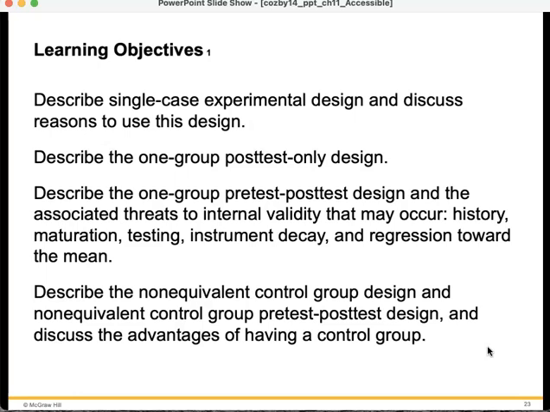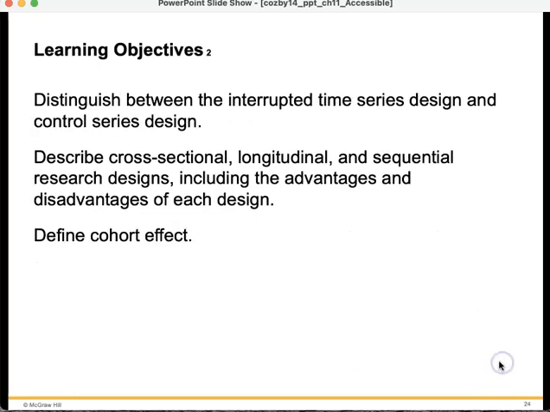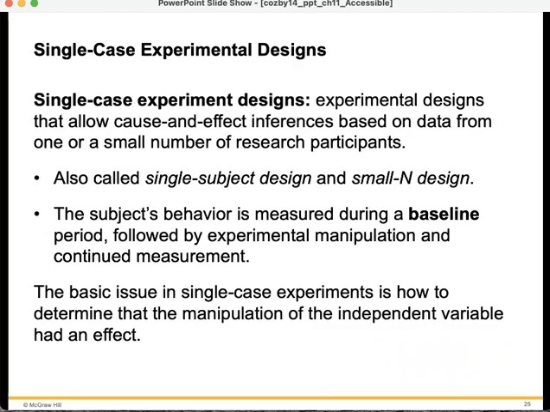And to describe the non-equivalent control group design and non-equivalent control group pre-test, post-test design, and to discuss the advantage of having a control group. To distinguish between the interrupted time series design and control series design, to describe cross-sectional, longitudinal, and sequential research designs, including the advantages and disadvantages of each design, and to define the cohort effect.